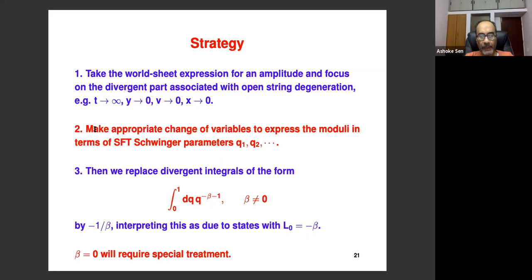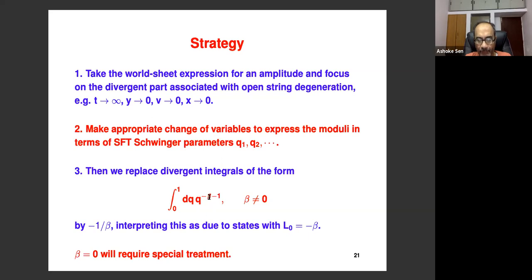Then we are going to make appropriate change of variables from these t, y, v, x, etc. to the string field theory Schwinger parameters, which we had labeled by q1, q2, etc. And this change of variables is provided by string field theory. How to make this change of variable, that's where string field theory is used, the explicit form of string field theory. Then these divergences that you see here now become divergences as q goes to 0 for one or more of the qi's.